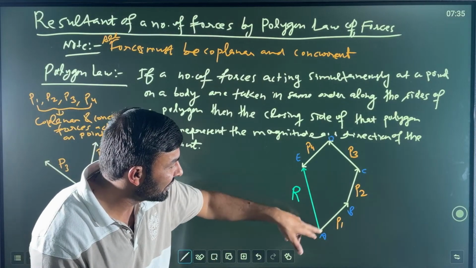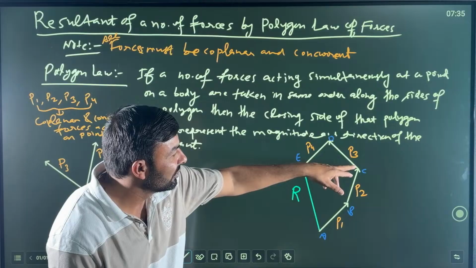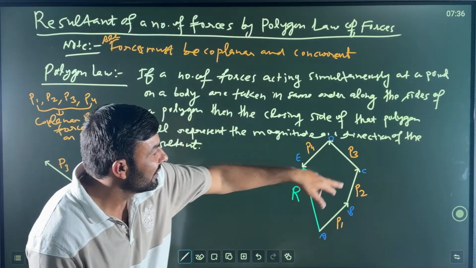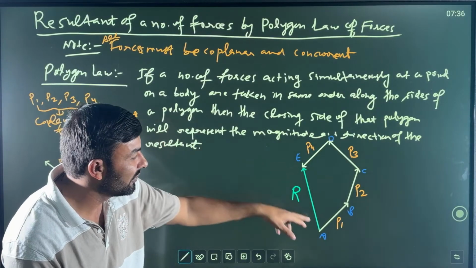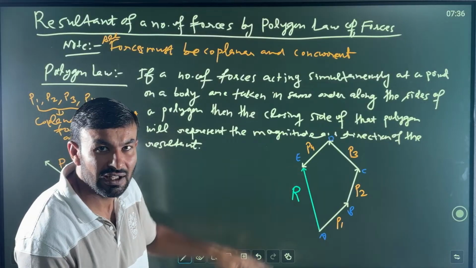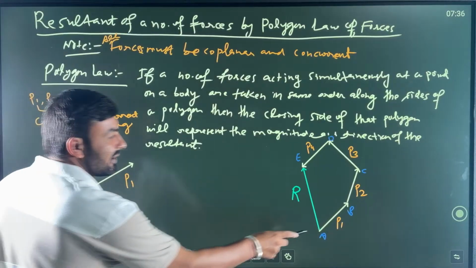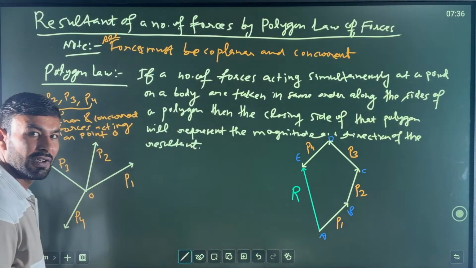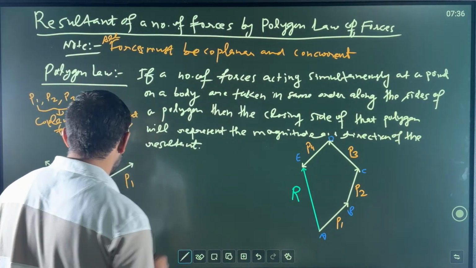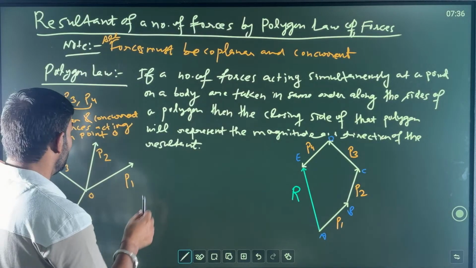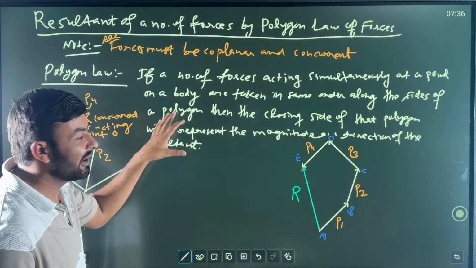First you take like this: A to B, P1, then B to C, C to D, D to E in the same order. But the resultant would be in the opposite direction, my dear friends. Be careful. A to E. इसकी वैल्यू मेजर करेंगे फिर हम। So this is polygon law, my dear friends, be careful.